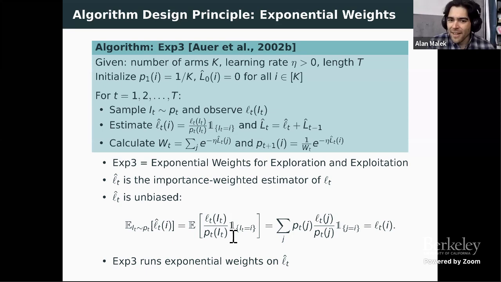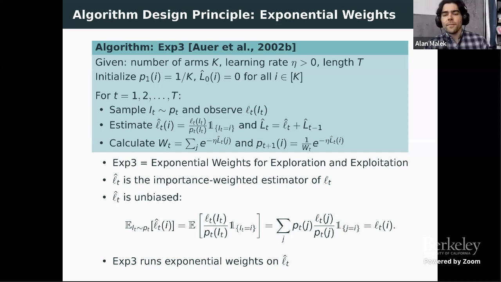If you write out what this expectation is equal to, this sum, you'll notice that the P_Ts cancel, and this indicator will kill off all the terms in the sum except for the one corresponding with j equal to I. Sorry, I said j equals 1, but I meant j equals I. So this whole expression is just equal to L_t at I, which is exactly what this estimate was trying to estimate. And that's it.